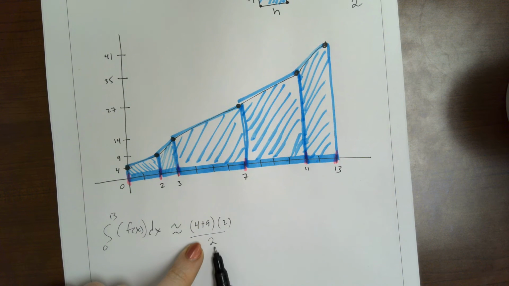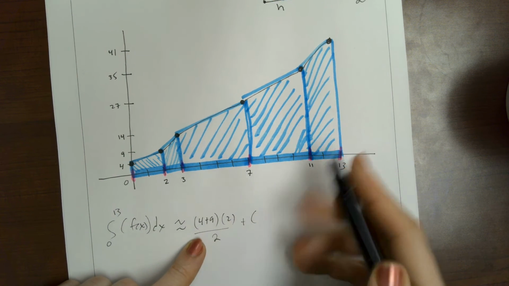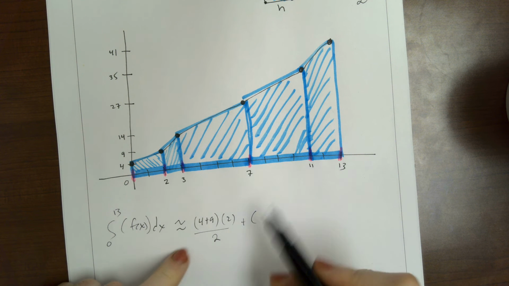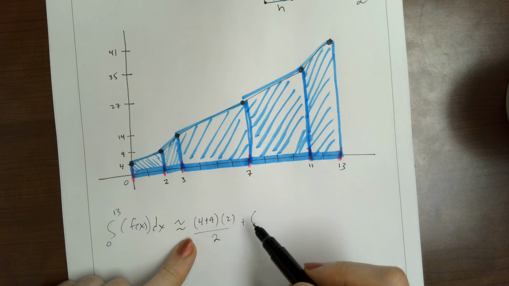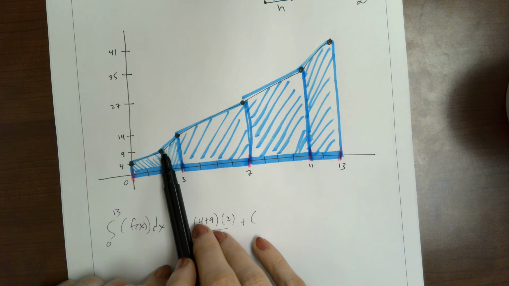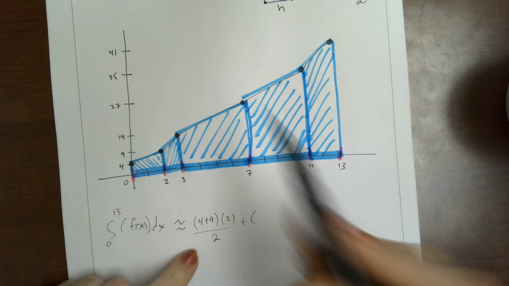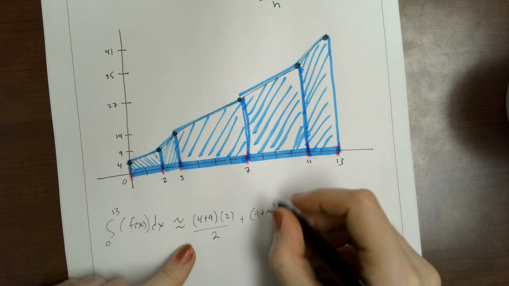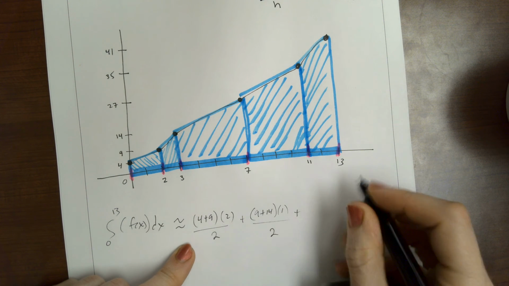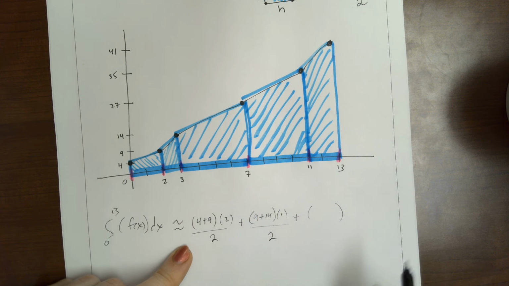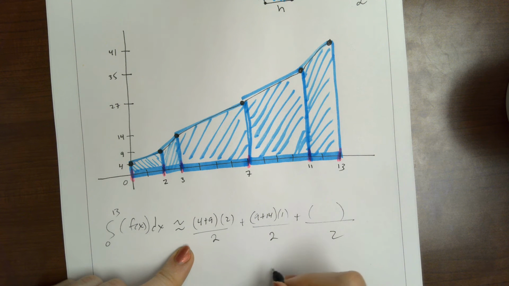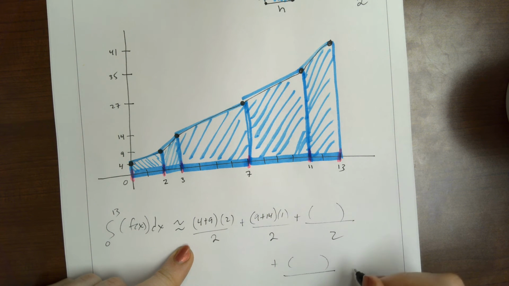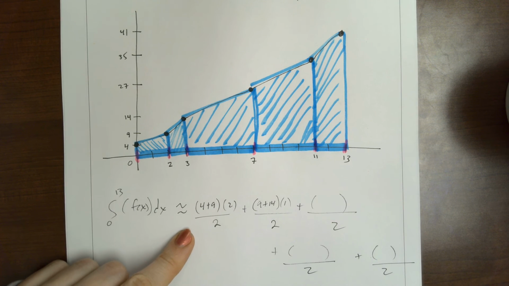All right, so that's the first trapezoid. Plus, for this second trapezoid, the base 1 is 9, base 2 is 14. So 9 plus 14. The height this time is 1, and you divide by 2. All right, for the third one, 4th, 5th, okay. I'm just setting that up.